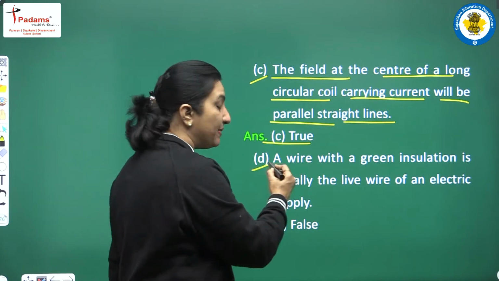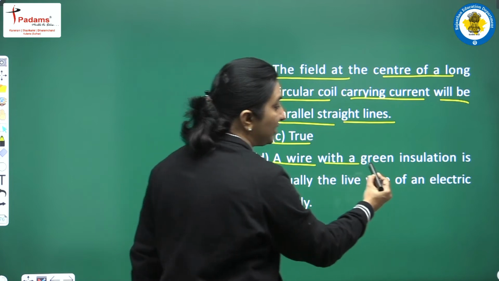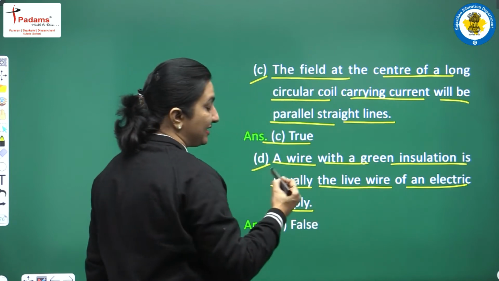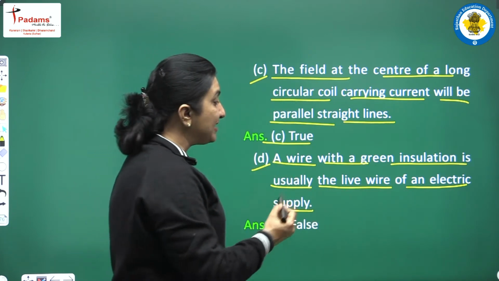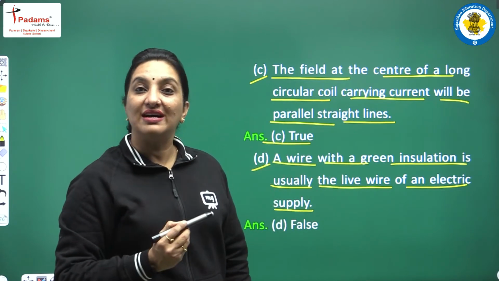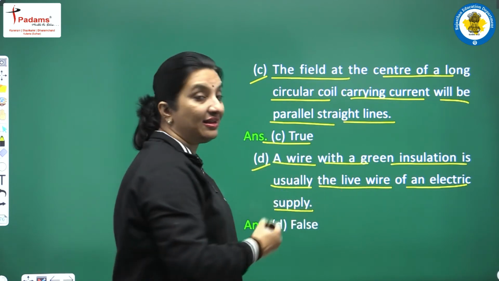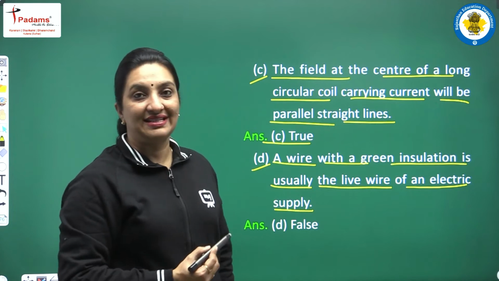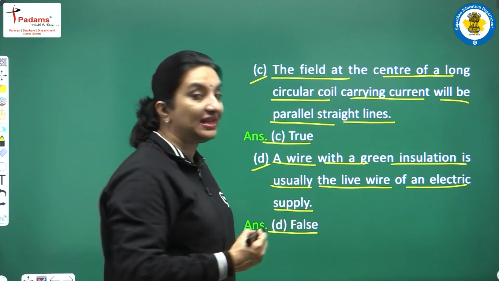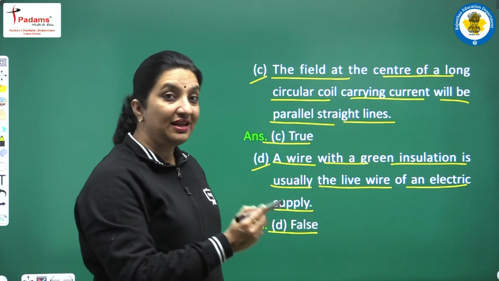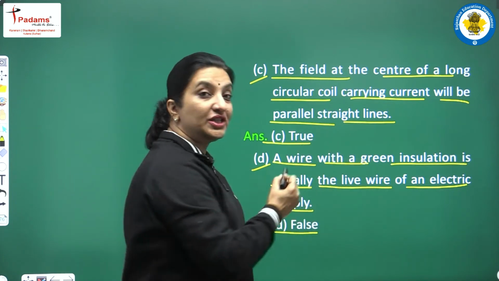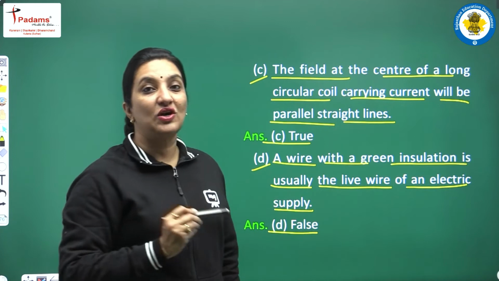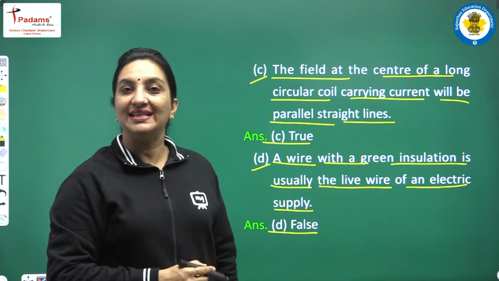Then students, statement D. A wire with a green insulation is usually the live wire of an electric supply. Now students, we know that the green insulation is for earth wire, and for live wire the insulation is of red color. So this statement is incorrect. Hence the answer for this statement D is false. Right students? Here we know that green insulation is for earthing, that is the earth wire, and the live wire is of red color. That is why this statement is incorrect.